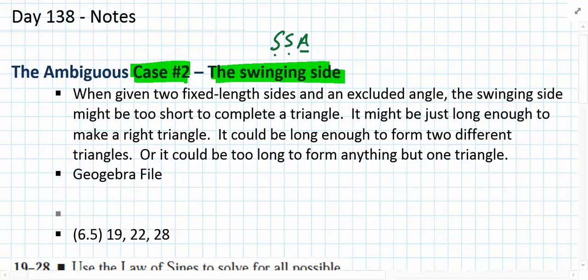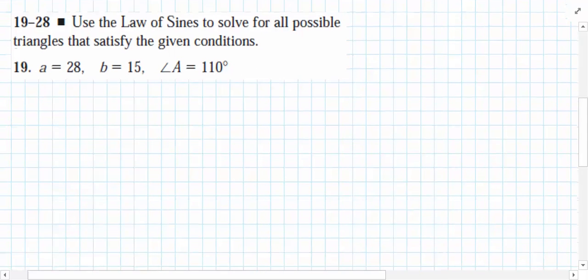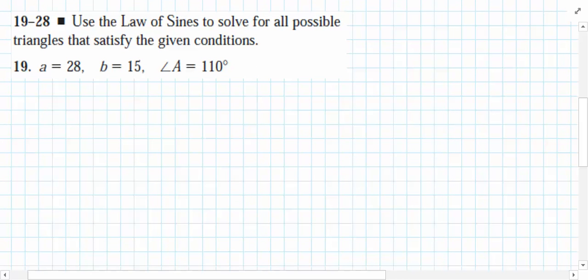Now what that means for us in class is that anytime we encounter case number 2, we need to double check our calculations and make sure that we solve for all possible triangles. This is problem number 19 from the text, and we clearly have case number 2 because we have two sides and an excluded angle.